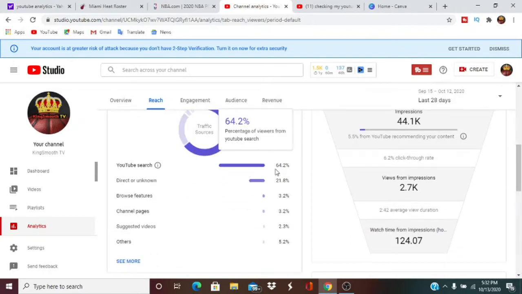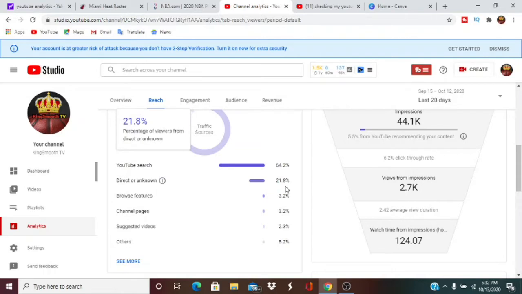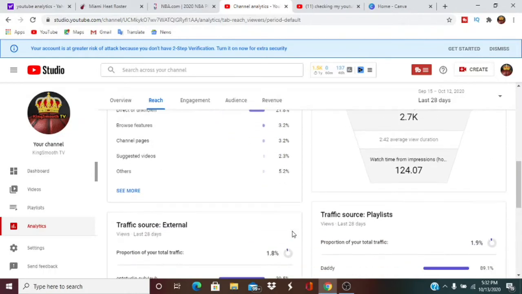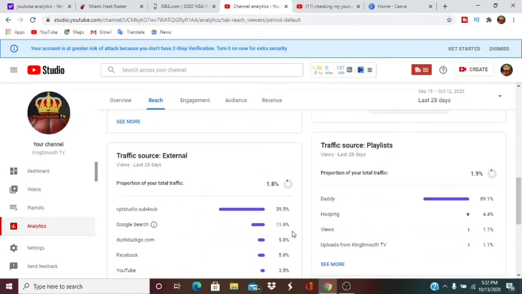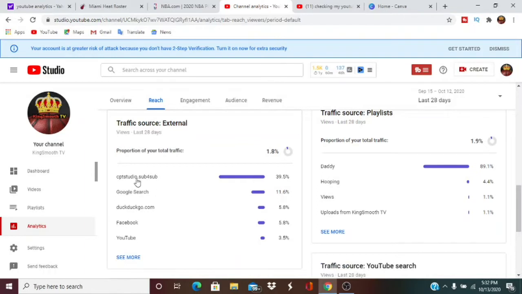Got your traffic sources. YouTube search is 64%. Direct or unknown. You got the browse features, channel pages, suggested videos, and others. Then you got the external. Okay, what is sub for sub? 39.5. I have no idea what that is. Google search. So that means people searching certain stuff and came across some of my videos and they actually clicked on it. DuckDuckGo.com, Facebook, YouTube. What is this?